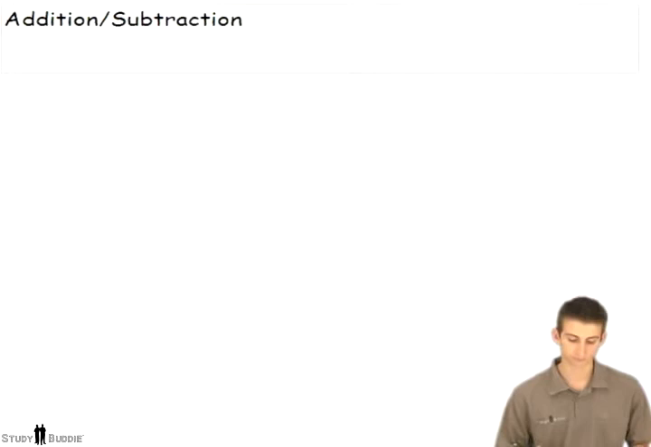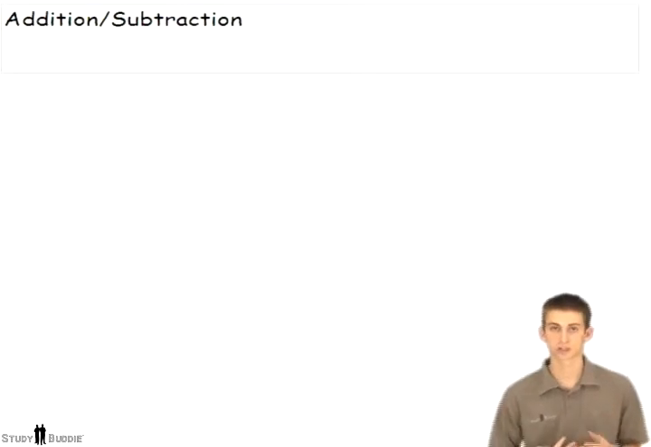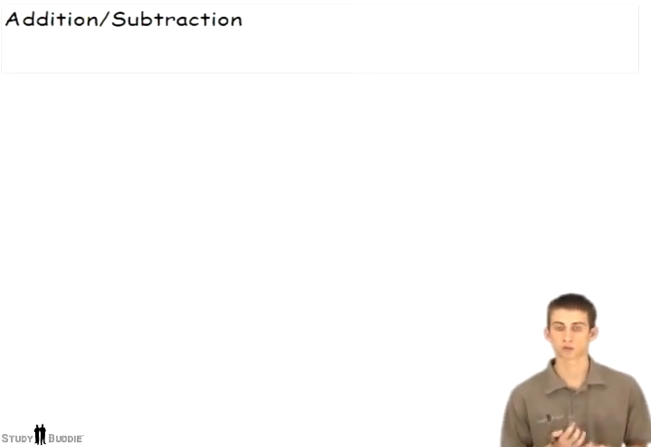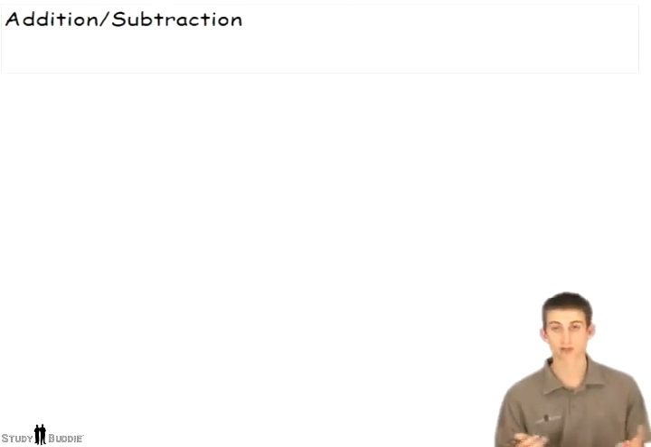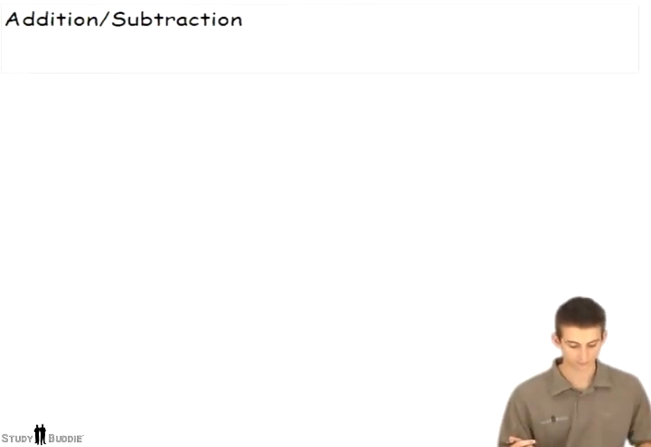So starting off with addition and subtraction. The only conditions for addition and subtraction are that the two matrices being added or subtracted need to be of the same size. And if this is the case, the new matrix is going to be, again, of the same size, and it's simply the addition or subtraction of the corresponding elements within each matrix.